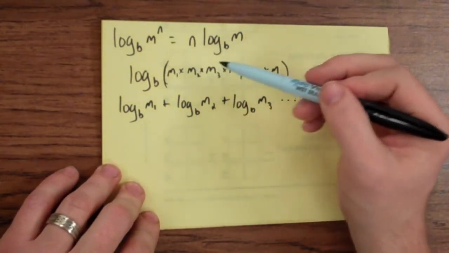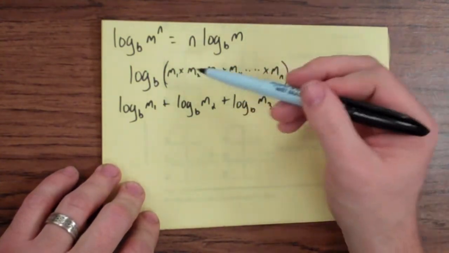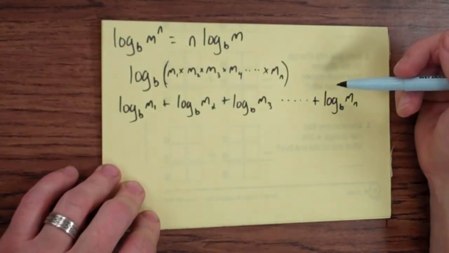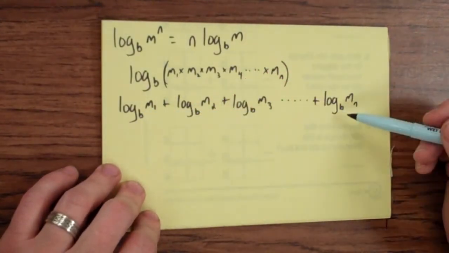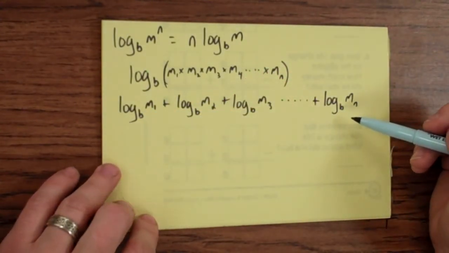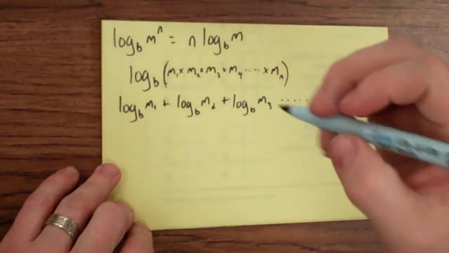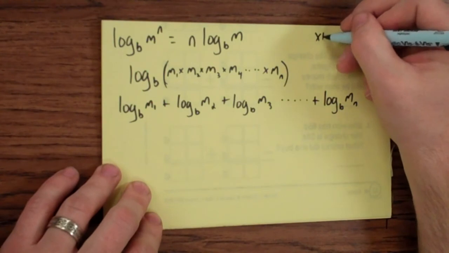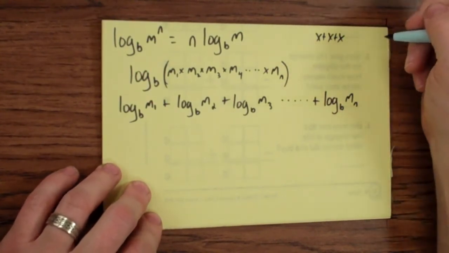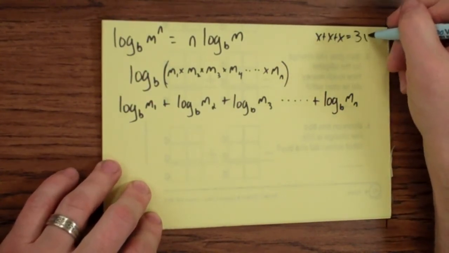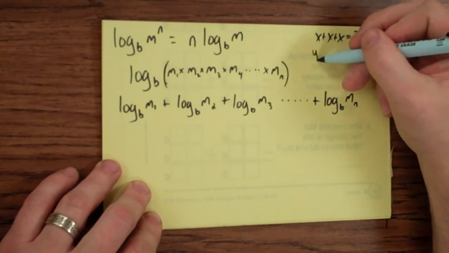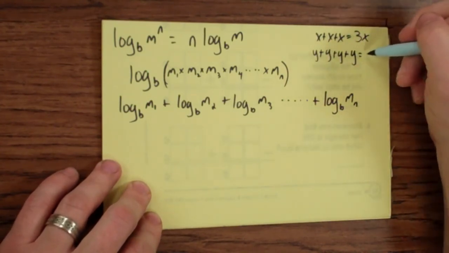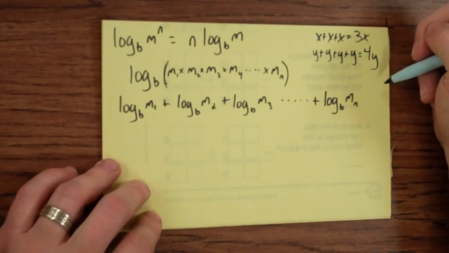Remember, these m's are the exact same thing. They're all 3 or they're all 7. They're all the same number because I'm multiplying it by itself n times. So now I'm adding all of these logs together n times. Well, what's the same thing as saying add it up n times, right? Like if I did x plus x plus x, I've done that 3 times. That means I have 3 times x. If I have y plus y plus y plus y, well, there's 4 of them. That's the same as saying 4y. It's much faster to say that.